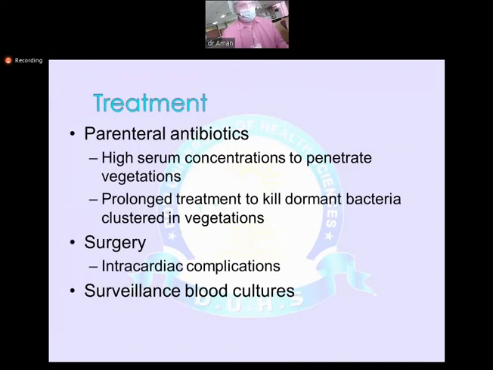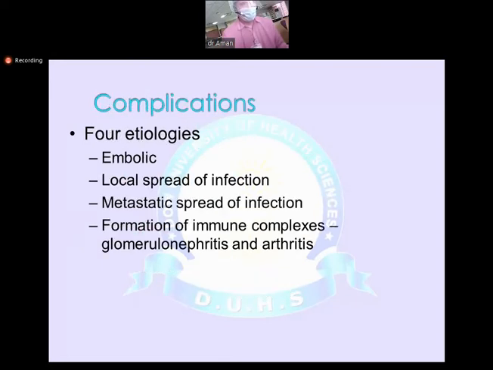So the treatment options are parenteral antibiotics. You need IV antibiotics at high serum concentration to penetrate the vegetation, with prolonged treatment to kill the dormant bacteria clustered in vegetations, and blood culture will be helpful for the choice of antibiotic. Surgery is important in intracardiac complications. And you must keep an eye on complications like embolic complications, local spread of the infection, metastatic spread of infection, formation of immune complexes, glomerulonephritis, and arthritis.